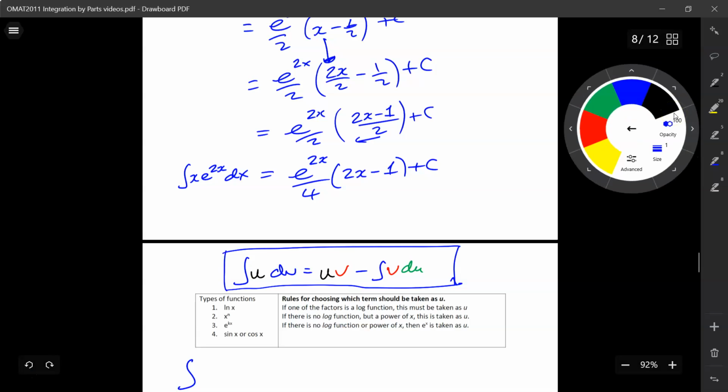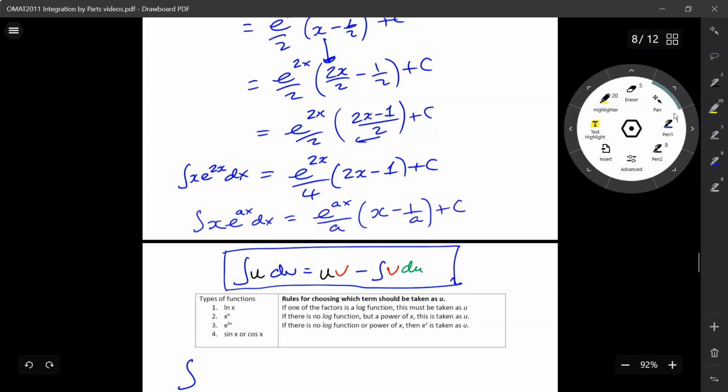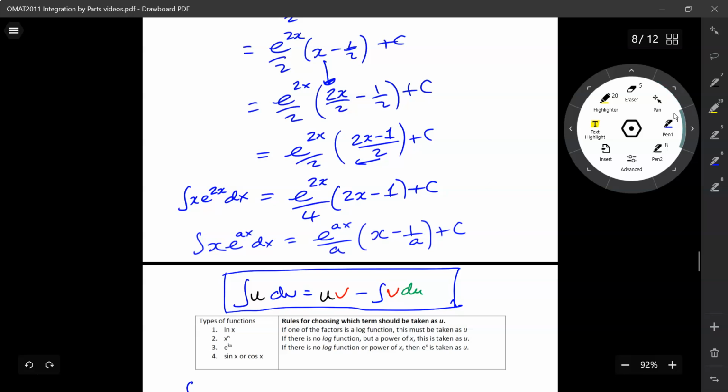It can be deduced from this result and the previous result that a general formula will arise where x times the exponential of ax dx will give a result as follows. It's equal to e to the ax over a times x minus 1 over a plus a constant of integration. So that's what you see back up here.